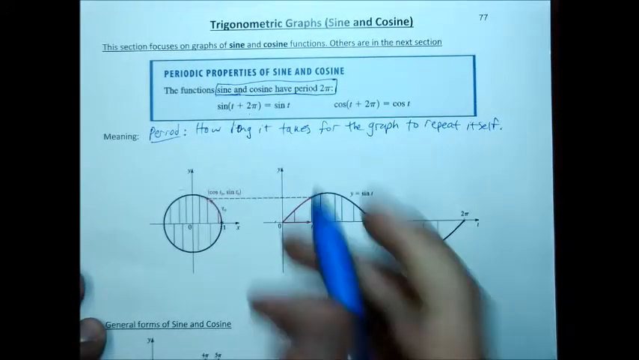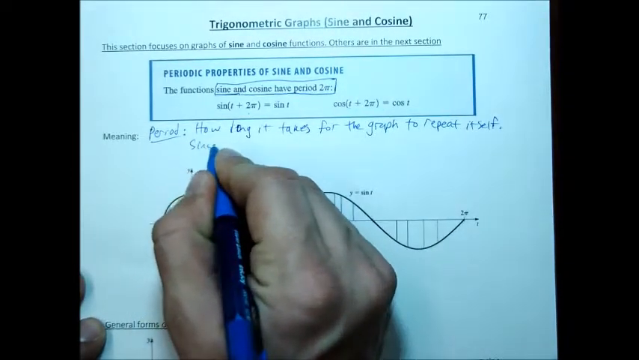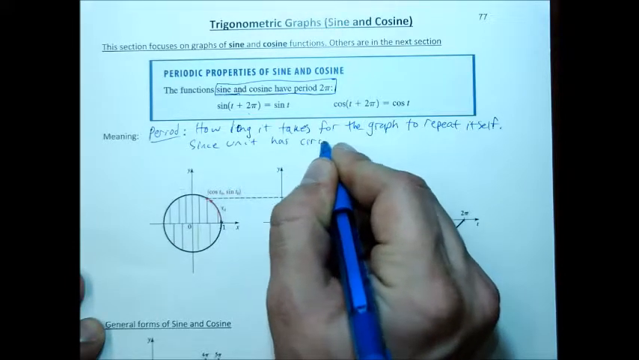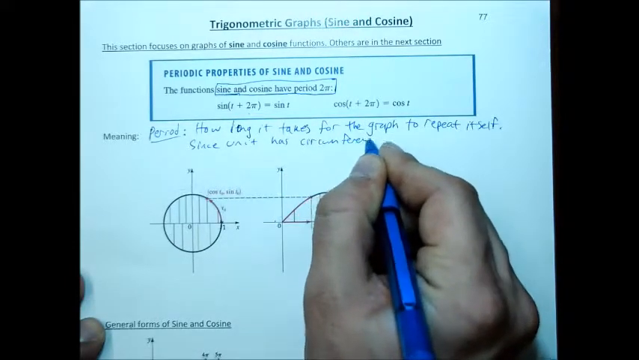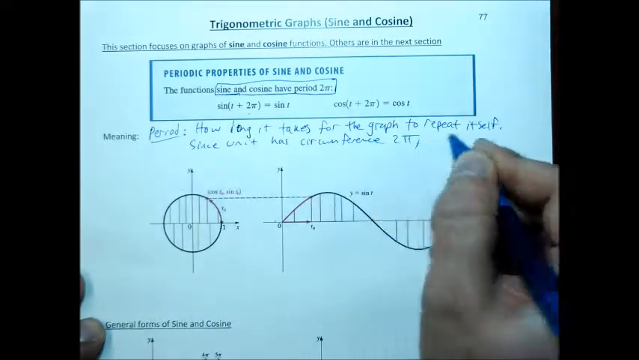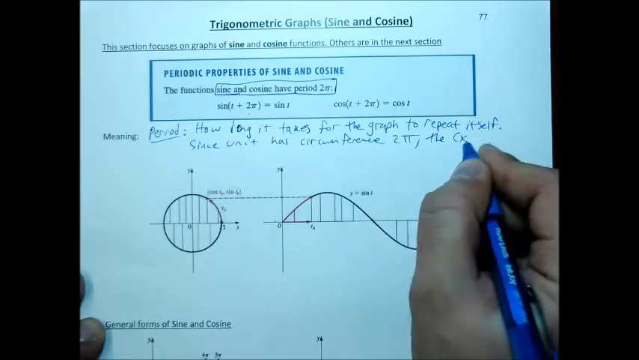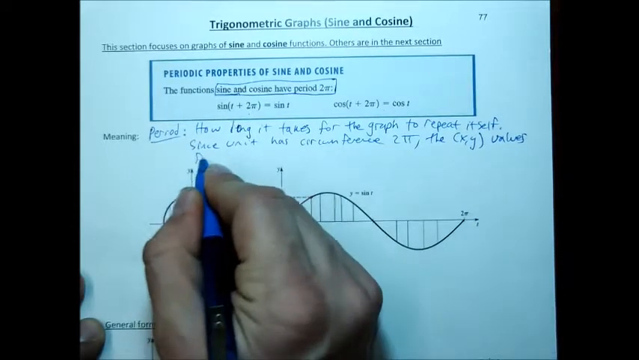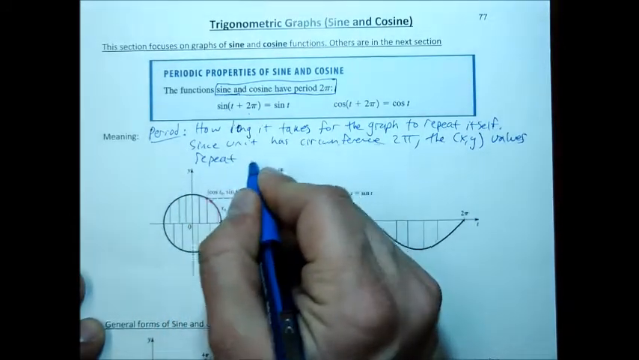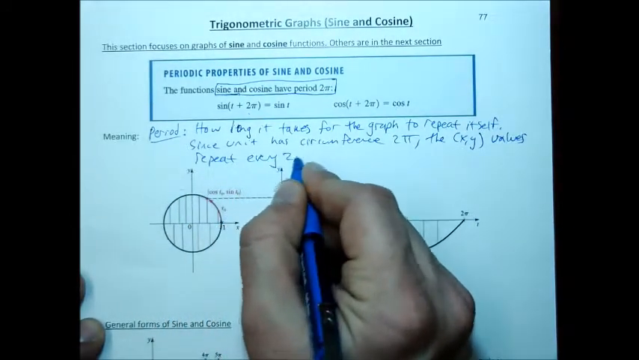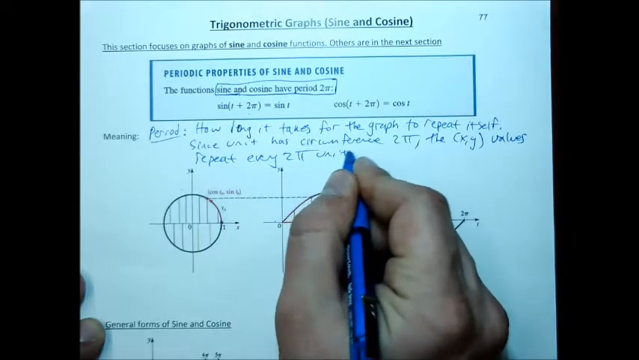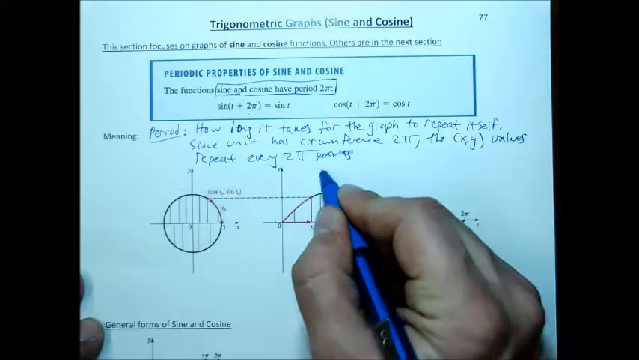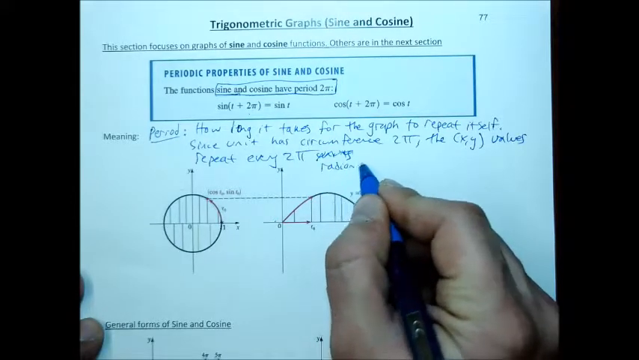And so let me write that down. Since the unit circle has a circumference of 2 pi, the x and y values on the unit circle repeat themselves every 2 pi units. And specifically, maybe units isn't the best word. The unit is radians.